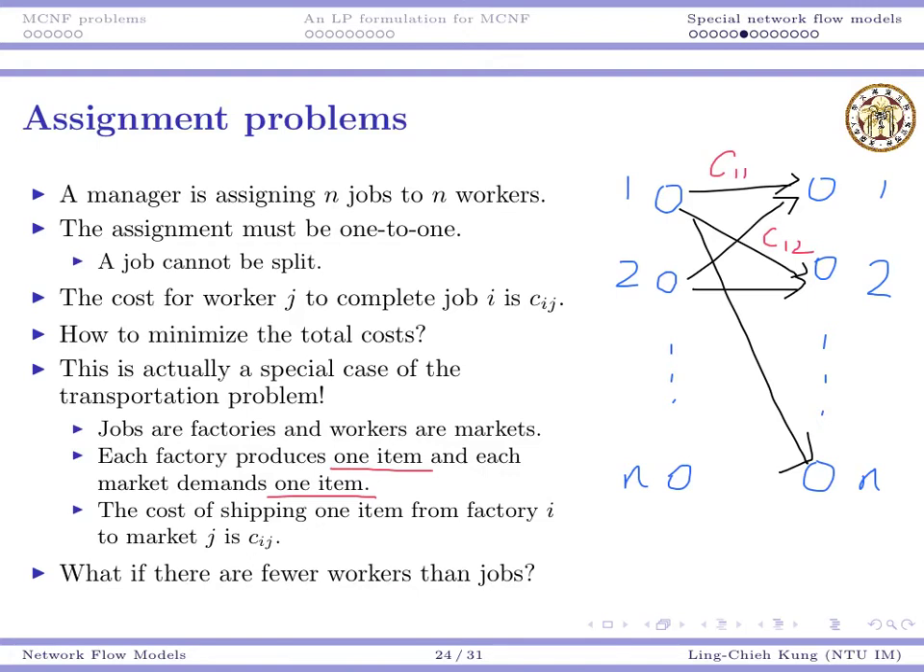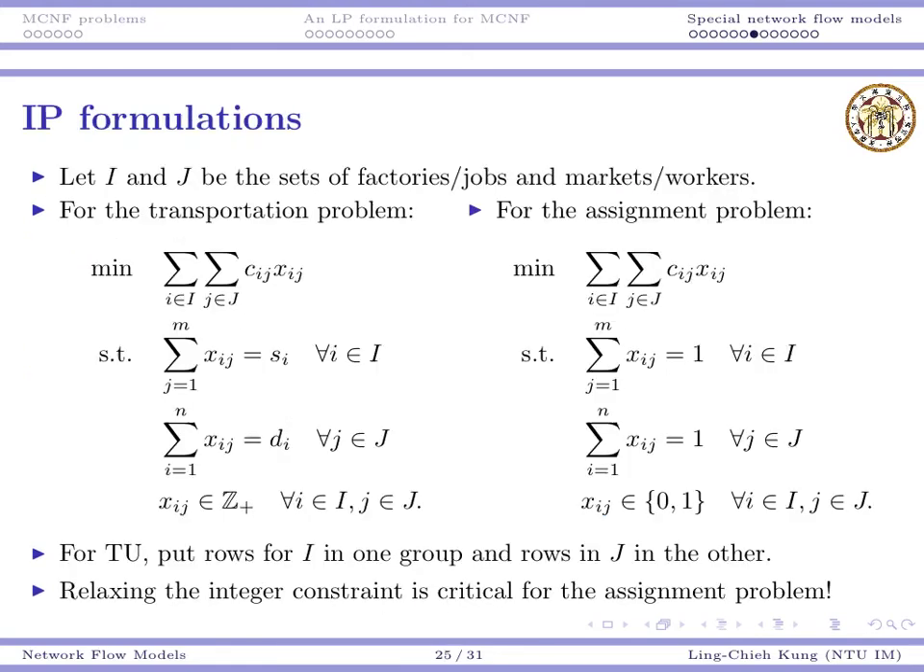Or if I have fewer jobs than workers, okay, then I'm going to assign all the jobs, while some workers do not really have to work. In that case, we can still handle them, right? Just like what we do for transportation problems. We may add some artificial or virtual jobs or virtual workers to handle that situation. You may want to think about it by yourself.